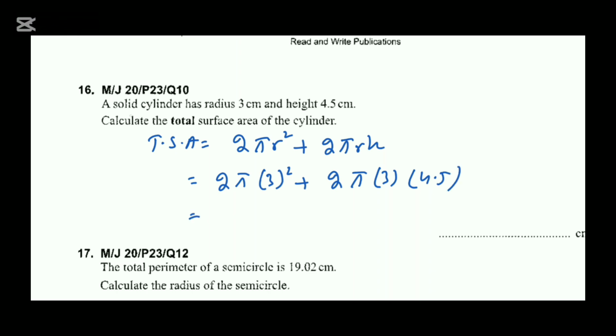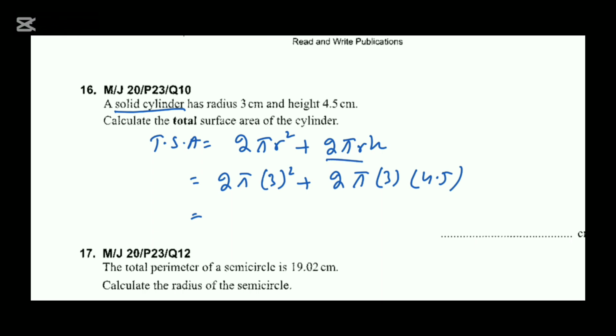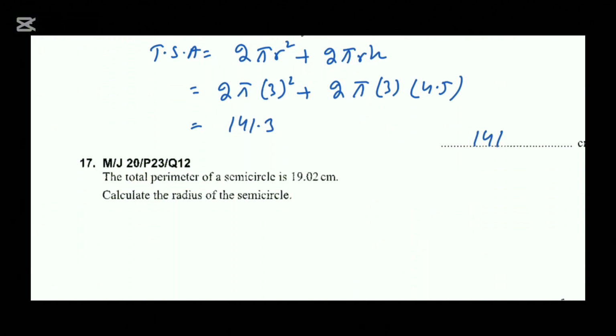This is a solid cylinder. So a solid cylinder has top, base and curved surface area. Top and base are circles. So for top and base we will use the formula of area of circle, two circles, and we will multiply it by 2. And this is the curved surface area of the cylinder. We will add them to find the total surface area. And if we solve it, you will get the answer 141. Okay.